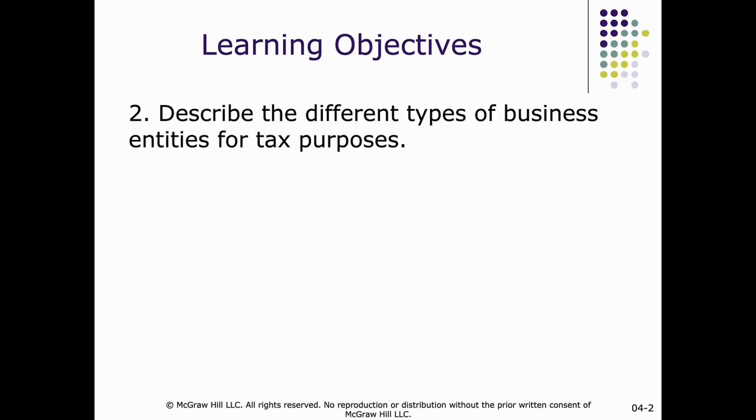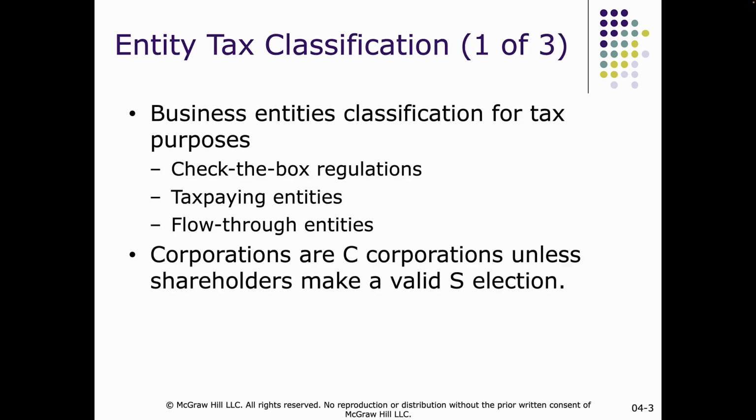In this particular video, we're looking at learning objective number 2, where we're going to describe the different types of business entities for tax purposes. So we're looking at entity tax classification, business entity classifications for tax purposes. We want the check-the-box regulations. We want to look at taxpaying entities, and we also want to look at flow-through entities.